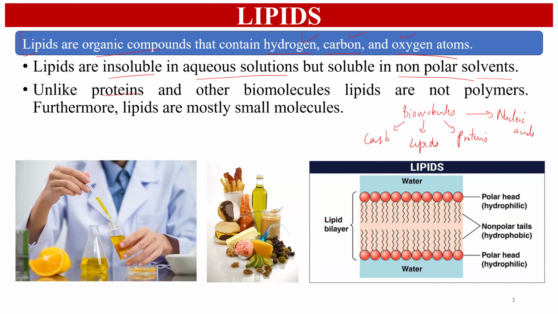And unlike proteins and other biomolecules, lipids are not polymers. As you know, carbohydrates are made up of smaller monomeric units called monosaccharides. Proteins are made up of smaller monomeric units called amino acids, and nucleic acids are made up of nucleotides. But lipids are not polymers, which means that they do not have any specific monomeric unit, but rather they are small molecules made up of fatty acids. And that is what we are going to learn in this lecture.